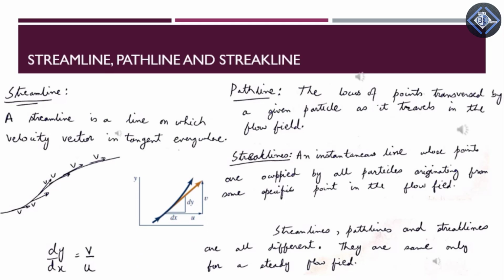A pathline is the locus of points traversed by a given particle as it travels in the flow field.